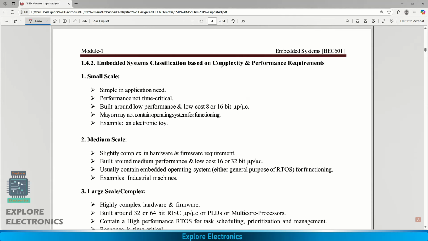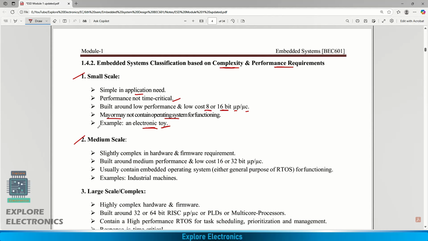Now we can classify based on the complexity and performance requirement as well. Small scale, like an electronic toy, is an example. Here we will be using a very simple, not time critical performance device. It will only operate on an 8-bit or 16-bit microprocessor or microcontroller. The very best example is a toy here. It will do certain applications that we provide. And an OS is not at all required in toys.